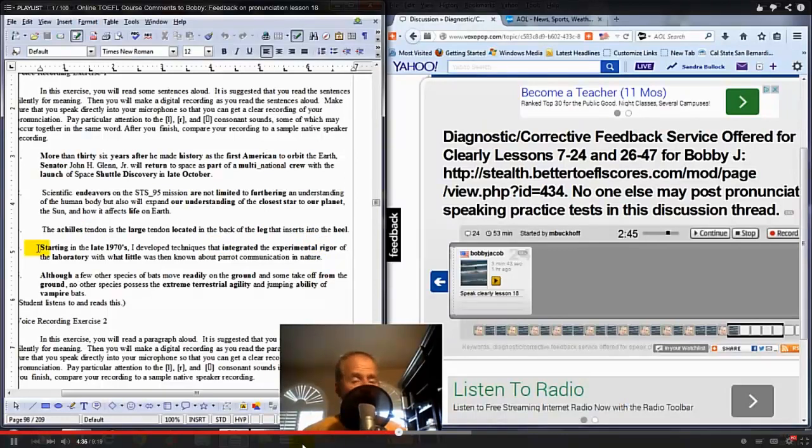Starting in the late 1970s, I developed techniques that integrated the experimental rigor of the laboratory with what little was then known about parrot communication in nature.